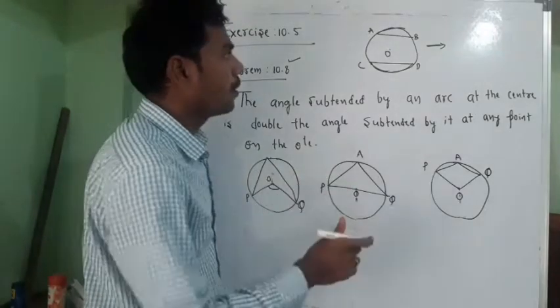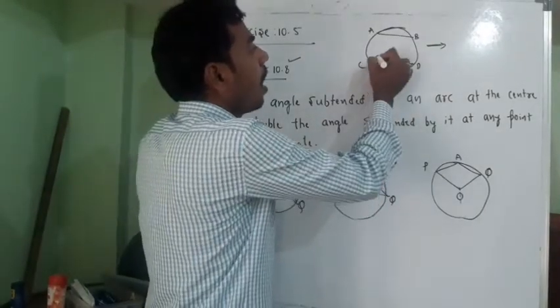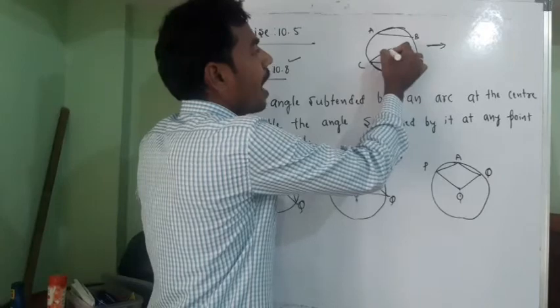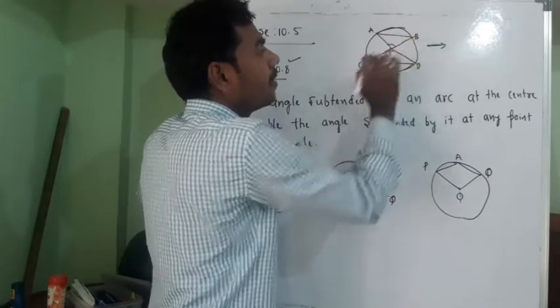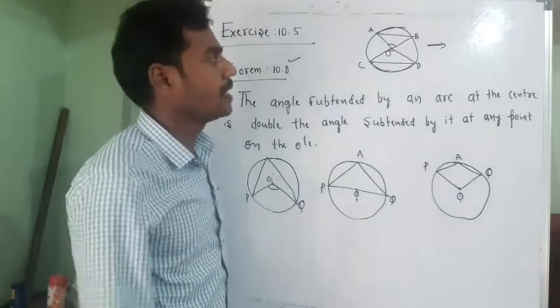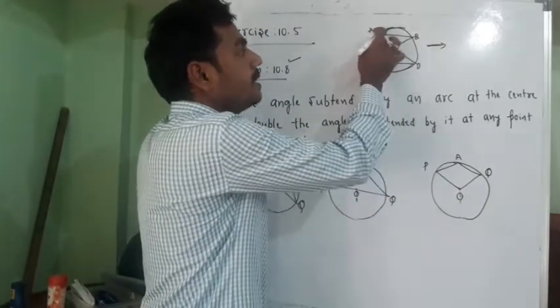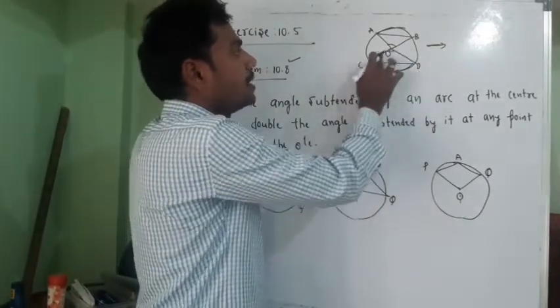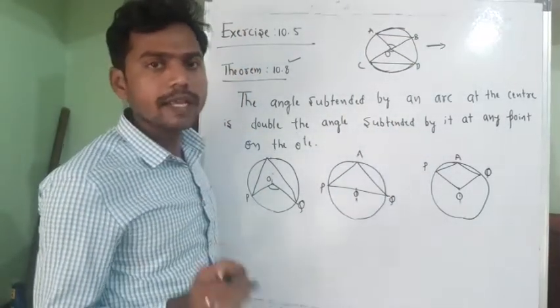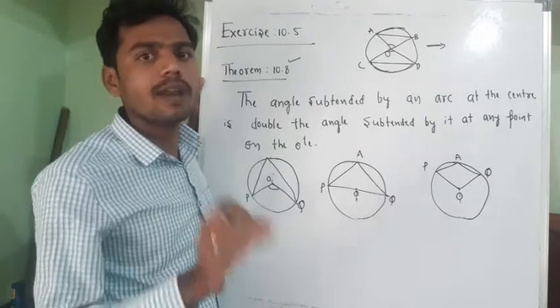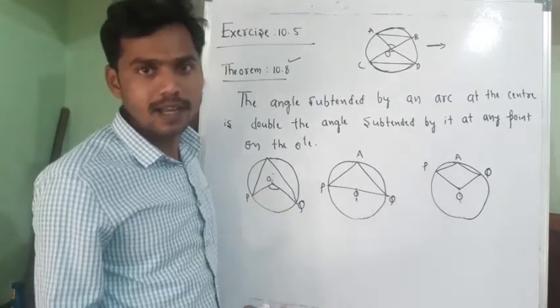One more thing I want to tell: equal arcs make equal angles at the center, and equal chords will make equal angles at the center. This one also you should know. Since AB is equal to CD, angle COD will be equal to angle AOB. Equal chords, or equal arcs, make equal angles at the center.